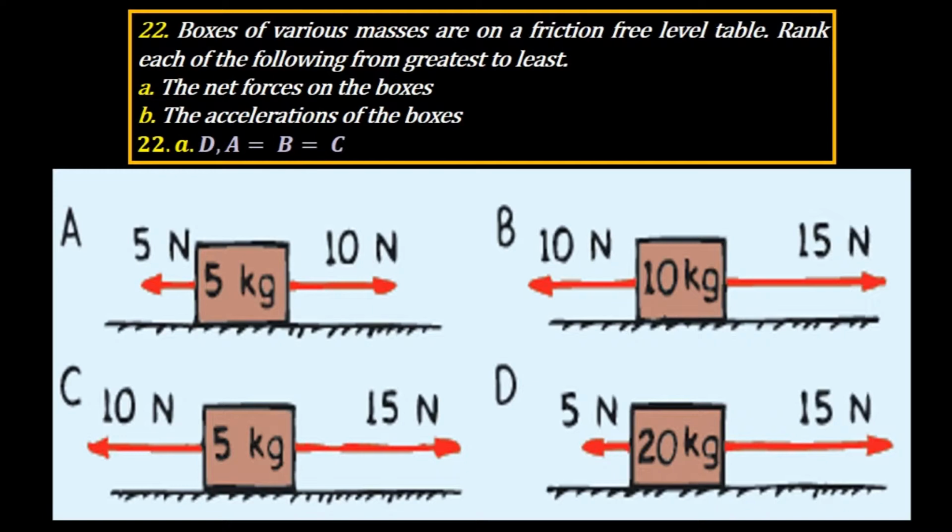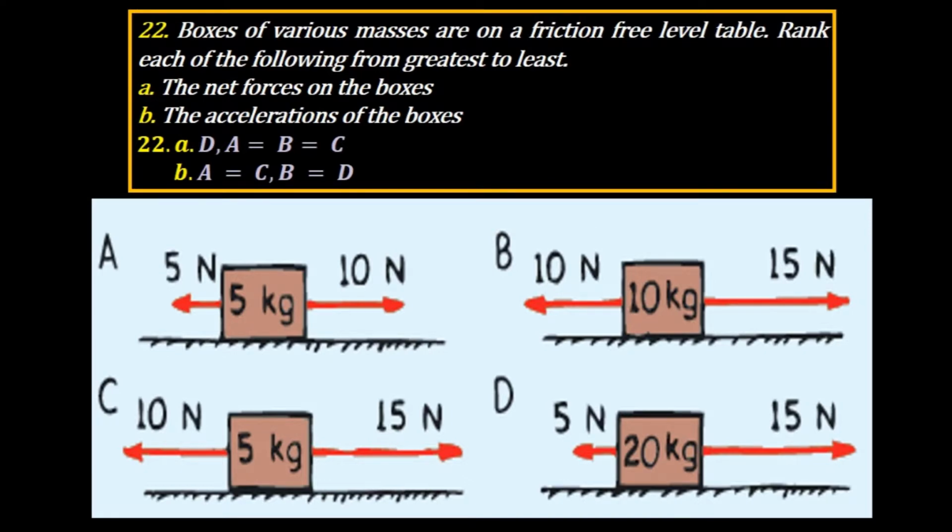Okay, so A, B, and D. A, B, and C would be equal. They'd all have the same net force. Oh, sorry, no, that would not be correct. Why wouldn't that be correct? If you had 5 kilograms, 10 kilograms, 5 kilograms, 20 kilograms, it would be different than that.